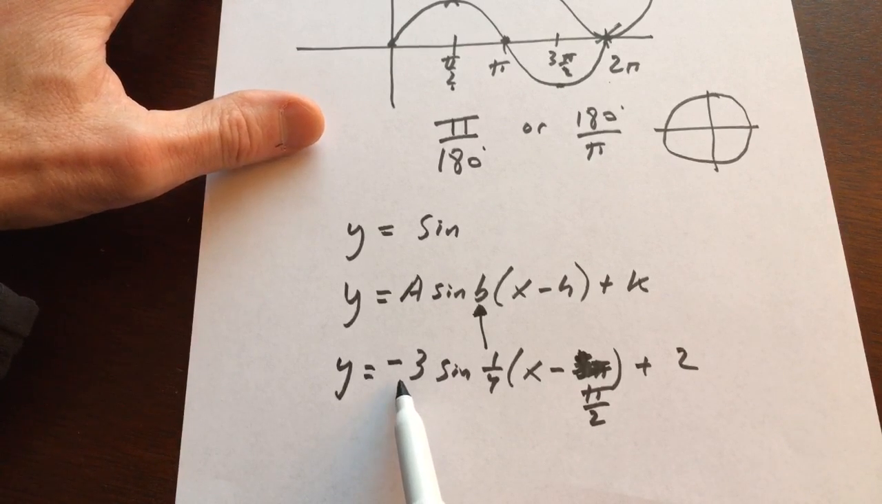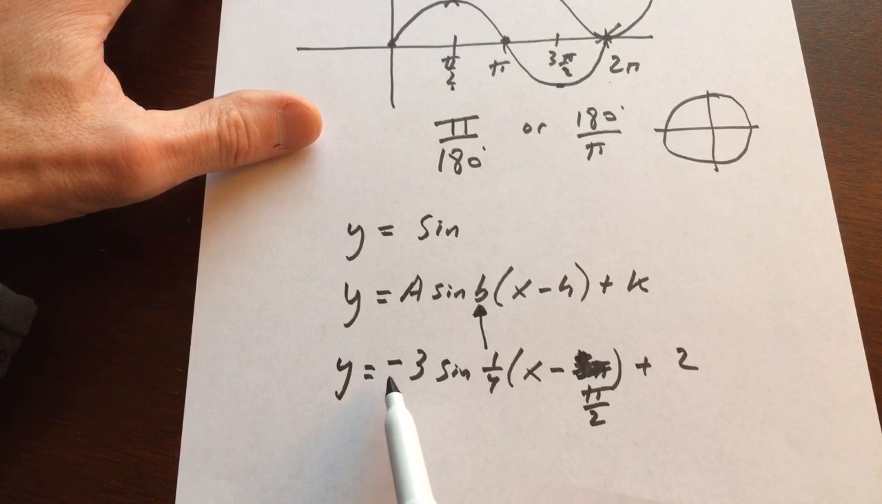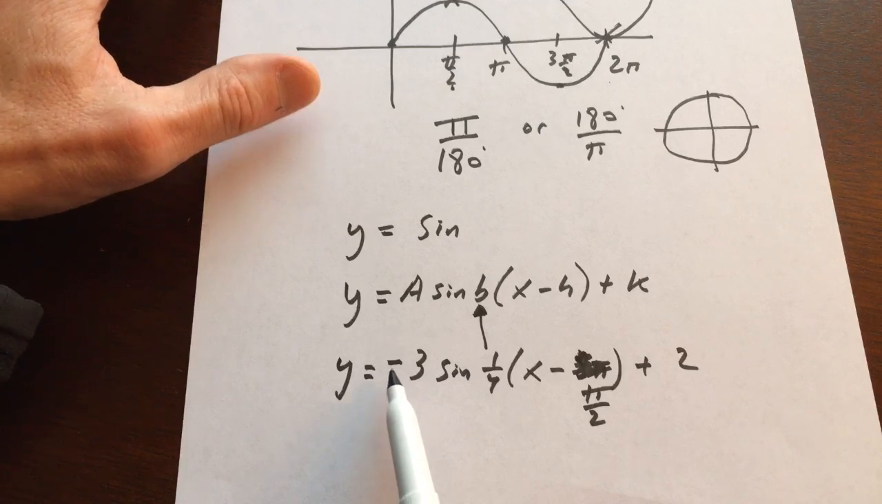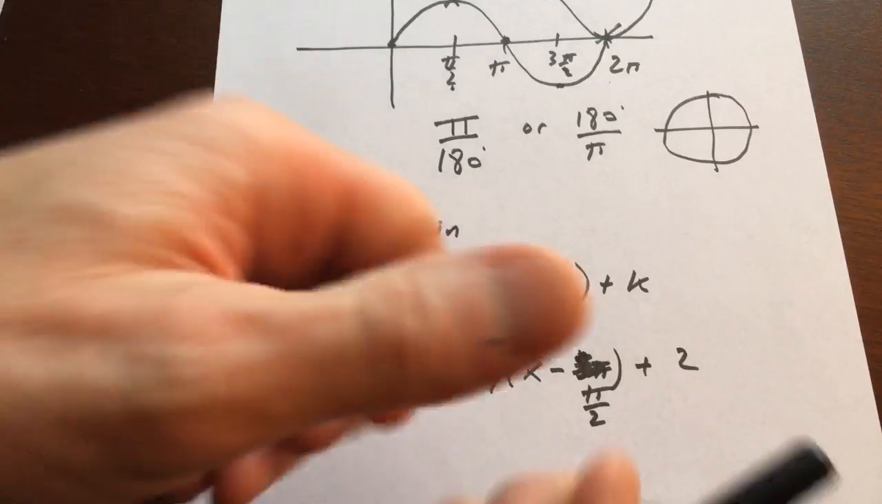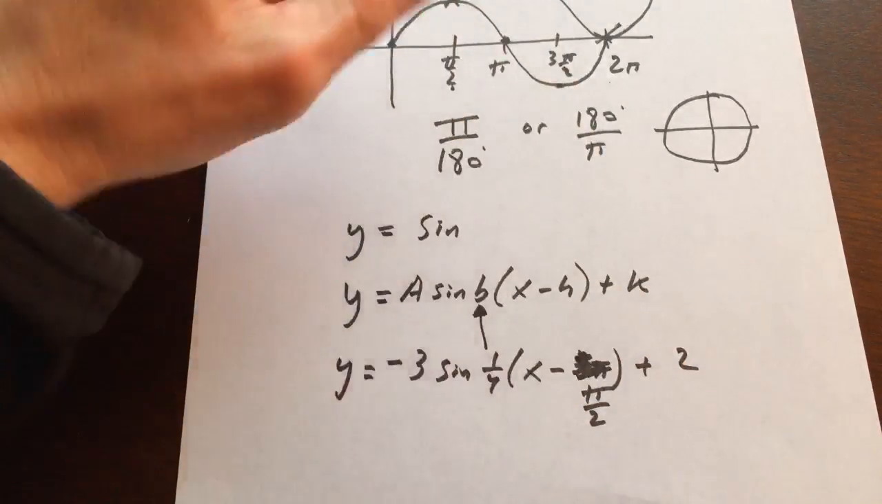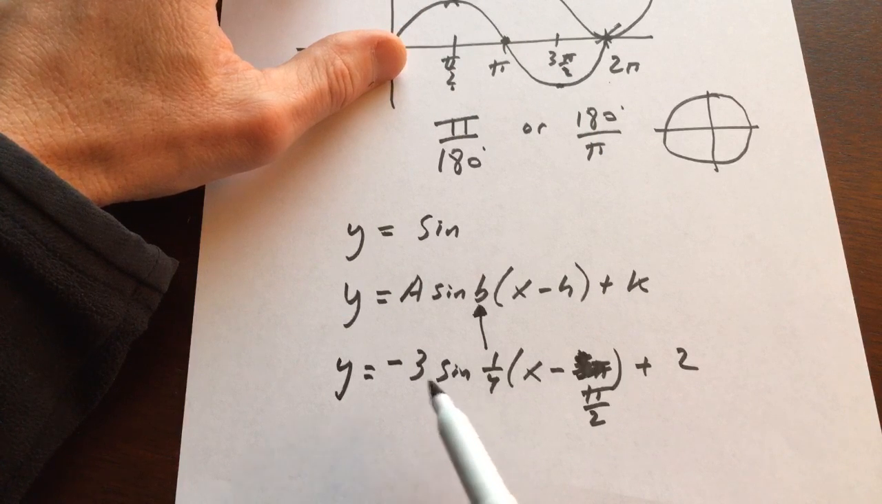Okay, so let's see. Basically, let's go through it one by one. What does the negative do to the graph? The negative does what? Can anybody tell me? We said it reflects it over the x-axis. Okay, the 3 does what? It stretches it. It's a vertical stretch, right? Lexi says it flips it. Yeah, the negative flips it.